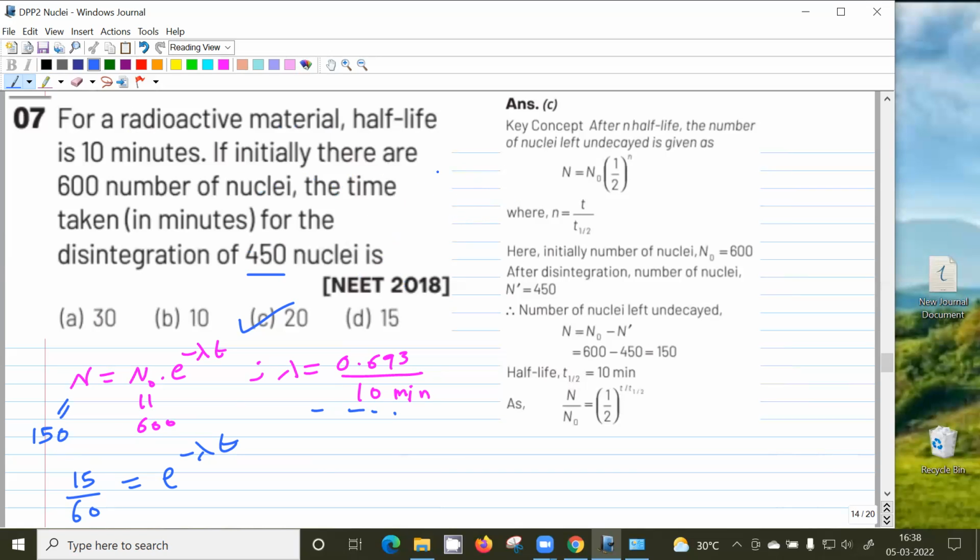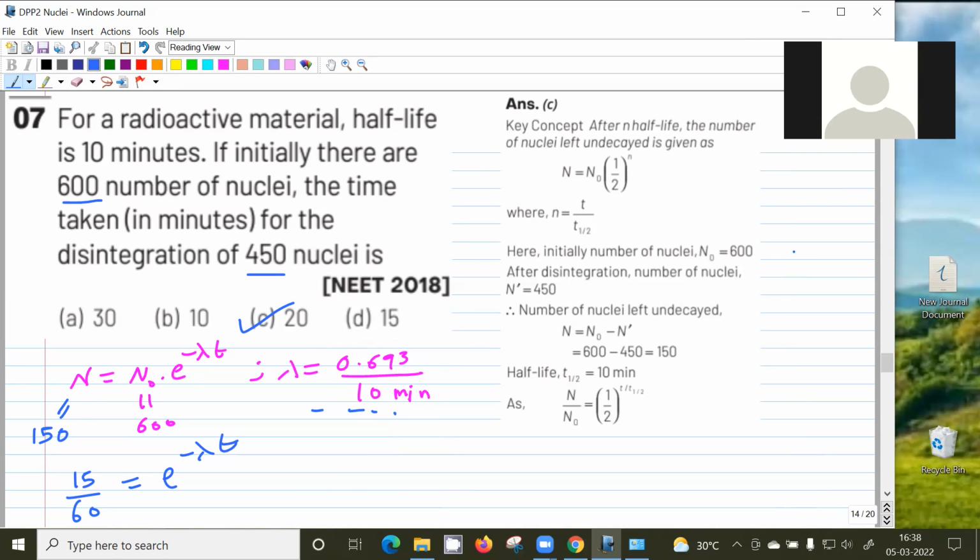Those 450 have disintegrated. Got it? Initially there are 600 nuclei. After that time, 450 have disintegrated, so the remaining is 150. So here I have to put 150 equal to 600 into e raised to minus lambda t, and lambda is 0.693 by this one. Done? Yes, sir.